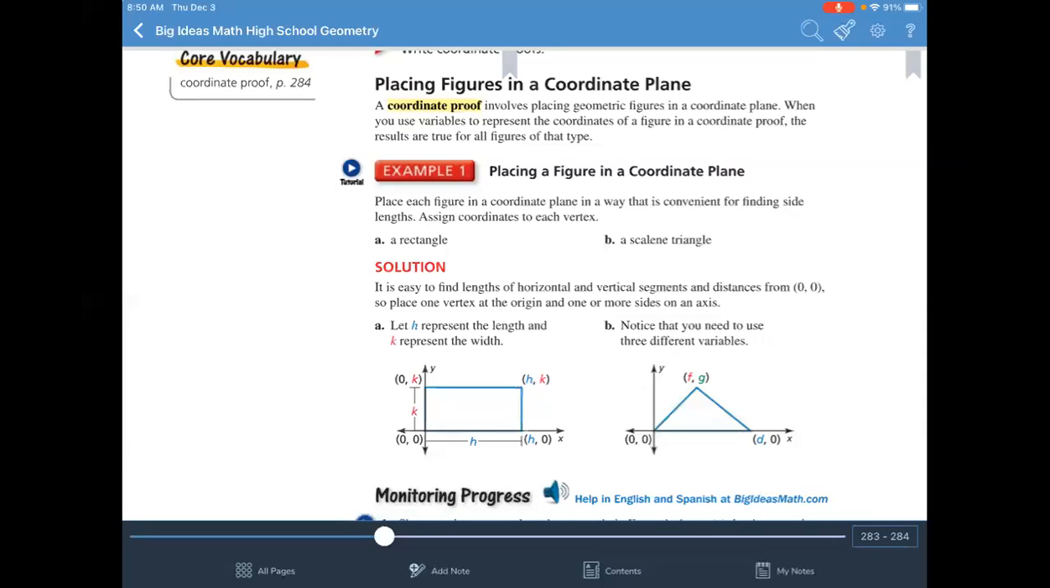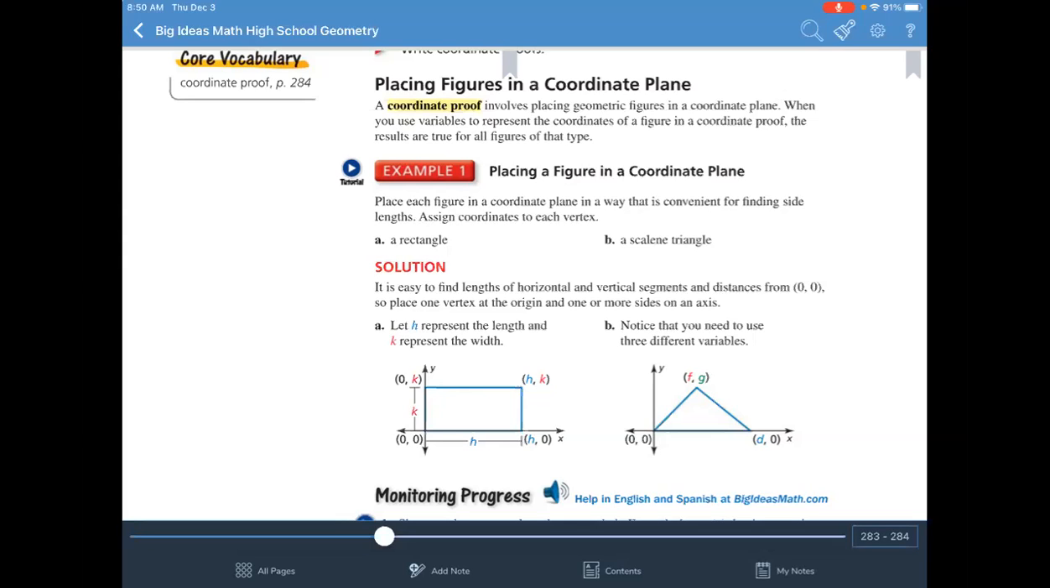We are looking at what are called coordinate proofs. Coordinate proofs are sort of like paragraph proofs. They're more like paragraph proofs than they are two-column proofs. But a coordinate proof, instead of writing sentences, we're showing work. So it would be a combination of sentences and just showing our work.